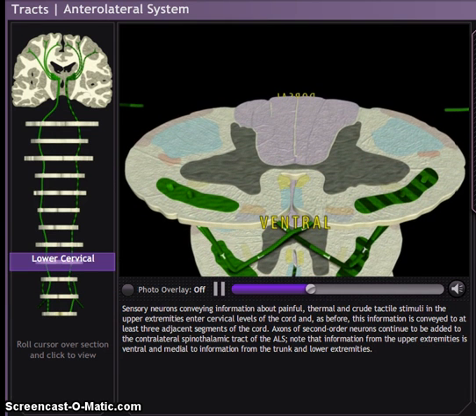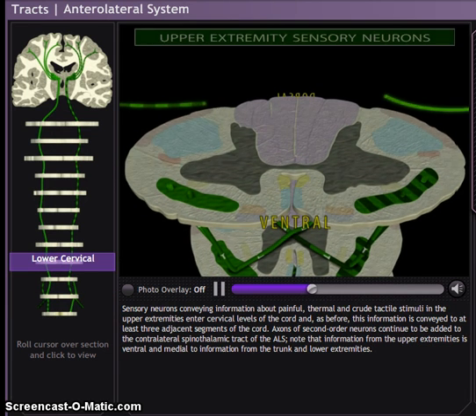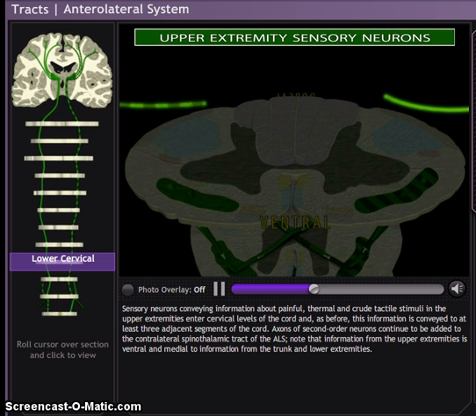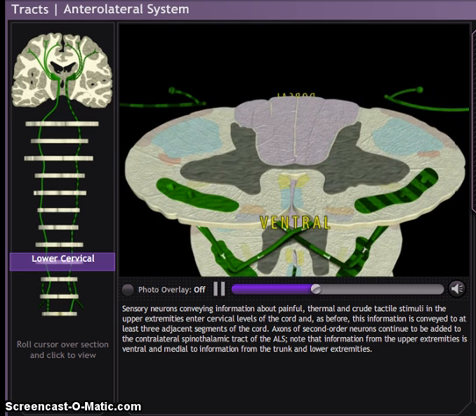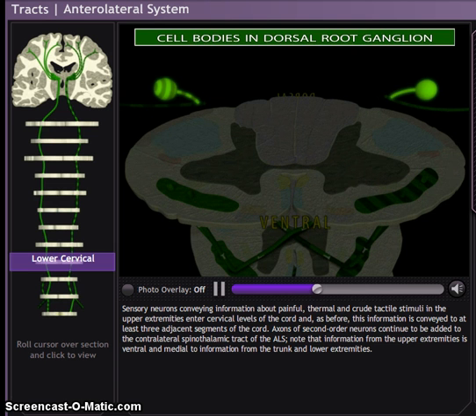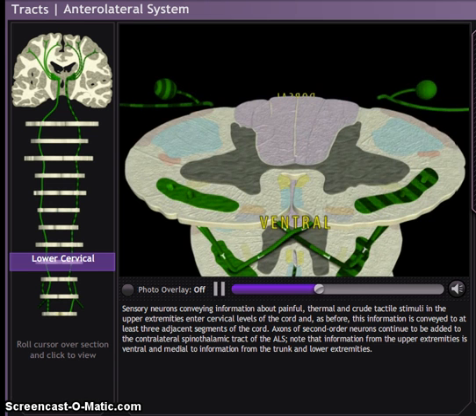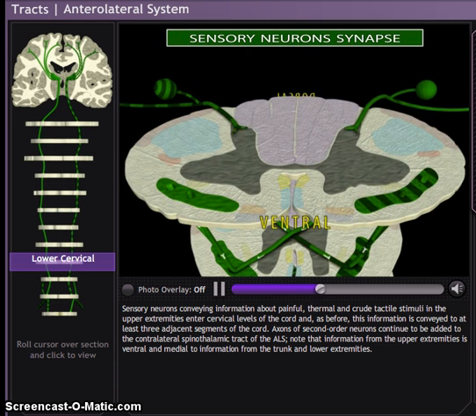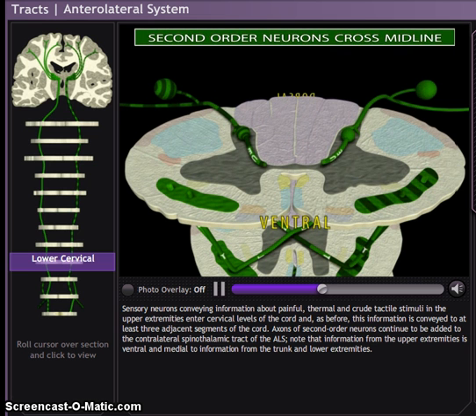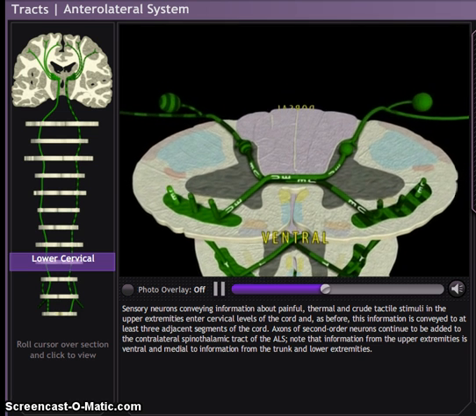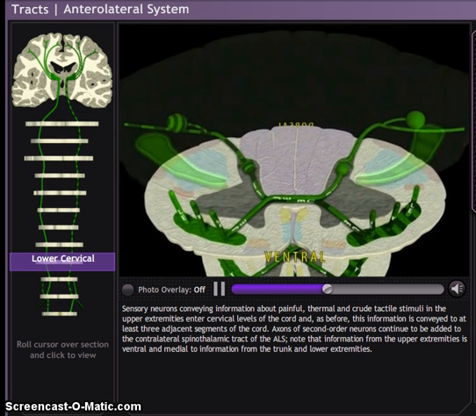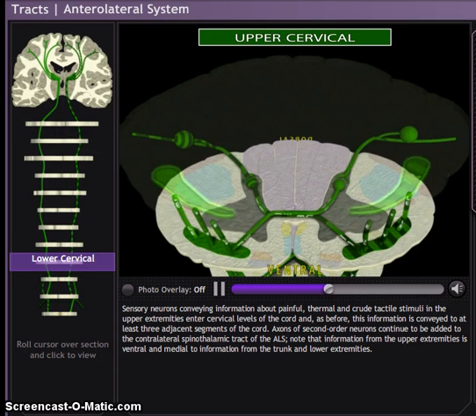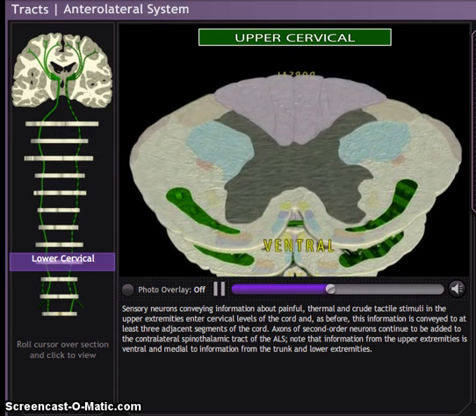Sensory neurons conveying information about painful, thermal, and crude tactile stimuli in the upper extremities enter cervical levels and, as before, this information is conveyed to at least 3 adjacent segments of the cord. Axons of second-order neurons continue to be added to the contralateral spinothalamic tract of the ALS. Note that information from the upper extremities is ventral and medial to information from the trunk and lower extremities.